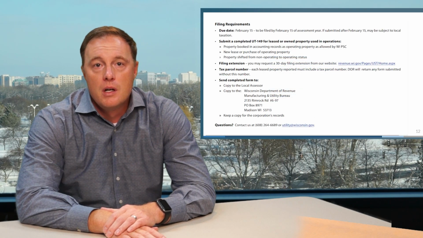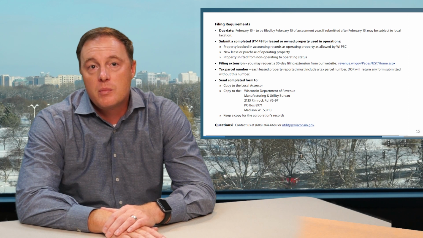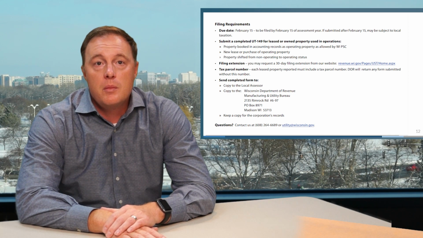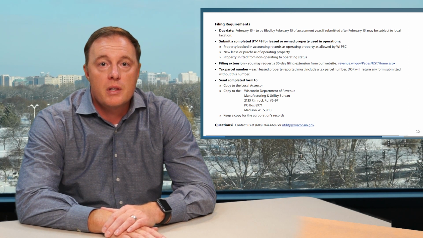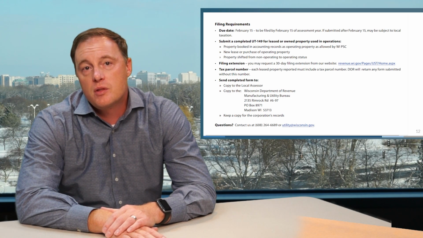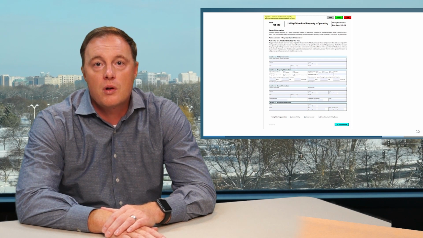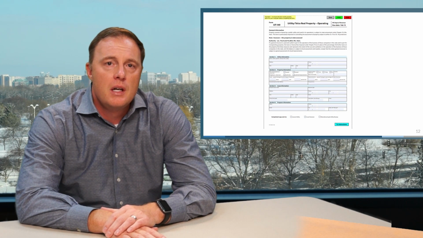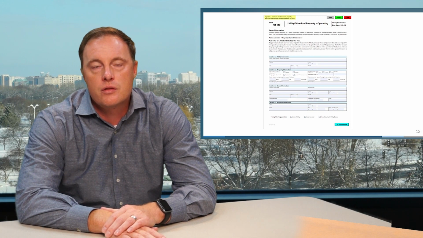Filing requirements. The UT 149 is due to be filed by February 15th of the assessment year. If submitted after February 15th, it may be subject to local taxation. Filing the UT 149 by February 15th was a critical step in this example in Fitchburg. The subsequent shift from agricultural to commercial and the issuance of a conversion charge is a process assessors will be faced with. Assessors should understand the conversion charge process and work with OTAS and the Utility Bureau to make sure the conversion charge is issued appropriately.